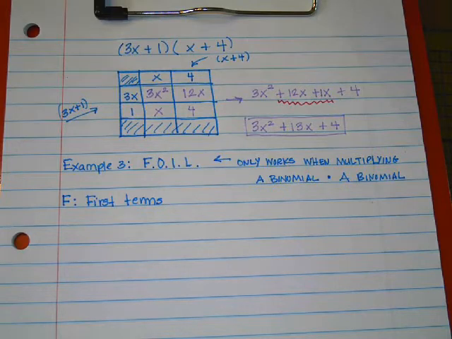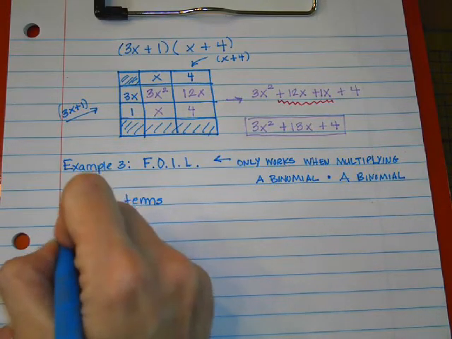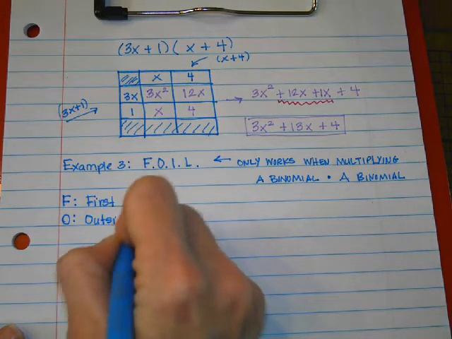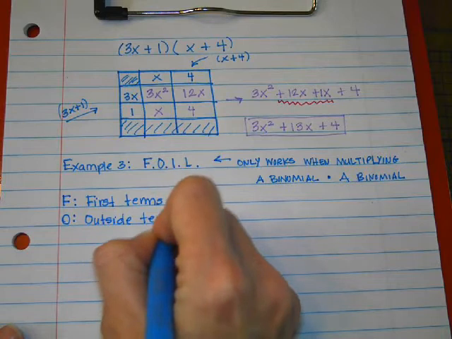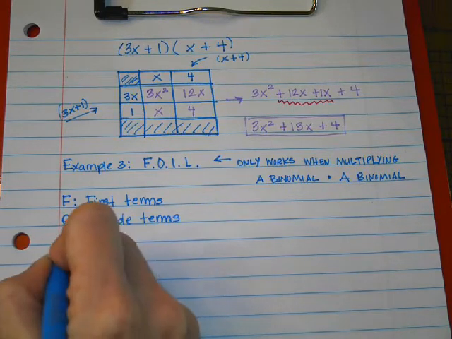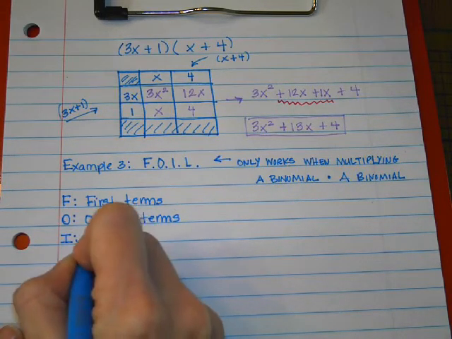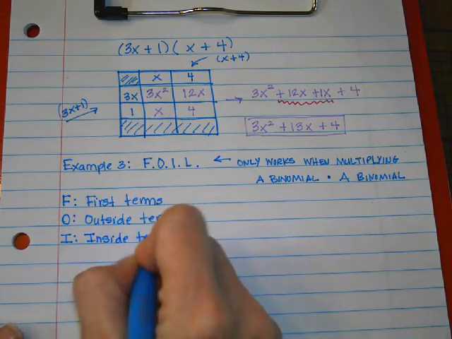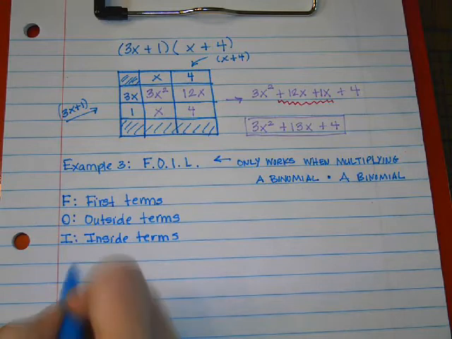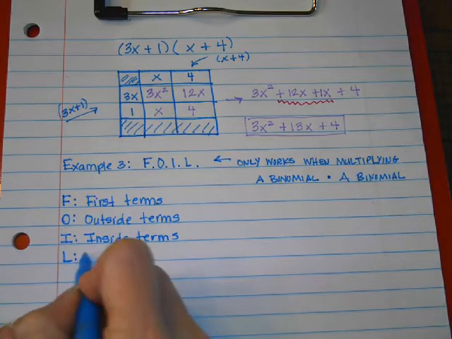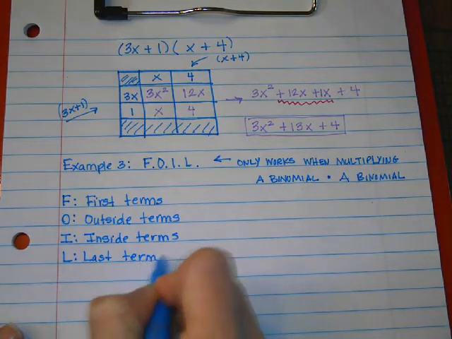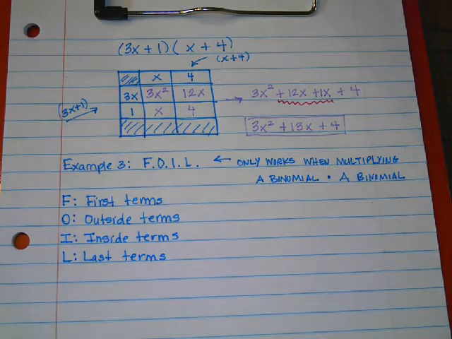All right. The O stands for the outside terms. The I stands for the inside terms. And the L stands for the last terms. All right, so this is what FOIL means.